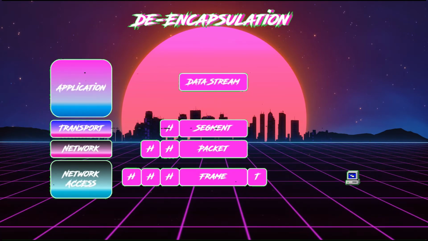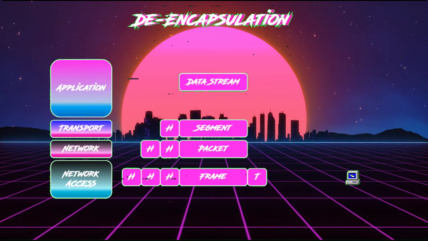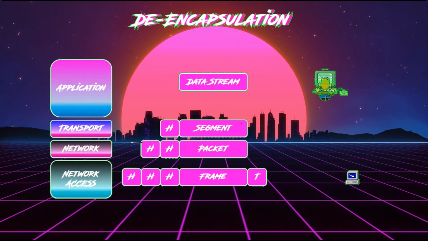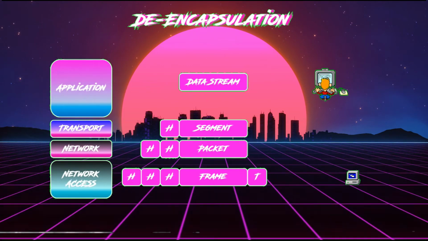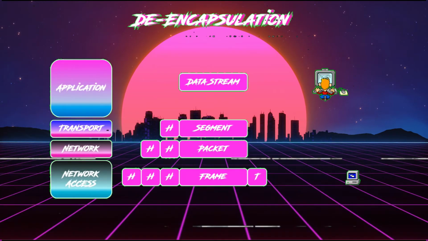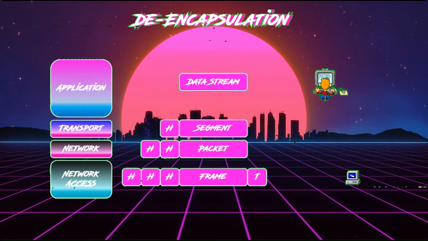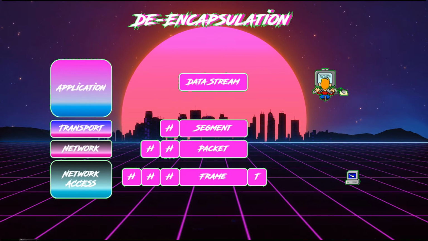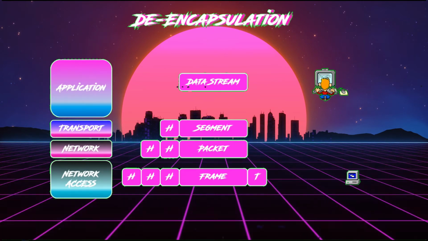Once the segments have been put into the correct order, the segment headers are removed. It is reassembled into the original data stream, and it is then handed over to the upper layers, where it is converted into a format that the target application can understand. Such as with this example, the email client of Susan in HR. This process of reassembling the data from bit to data stream is called de-encapsulation.